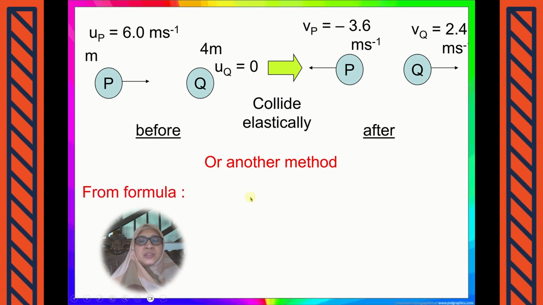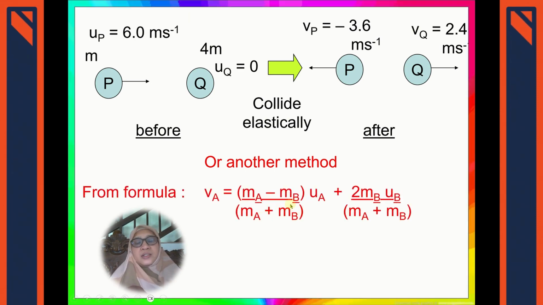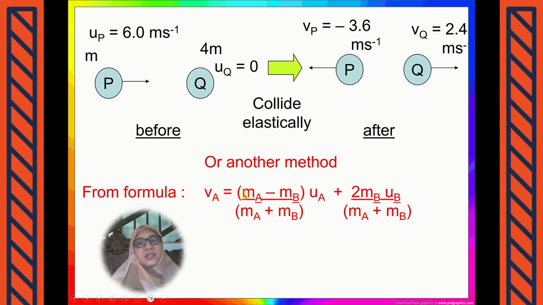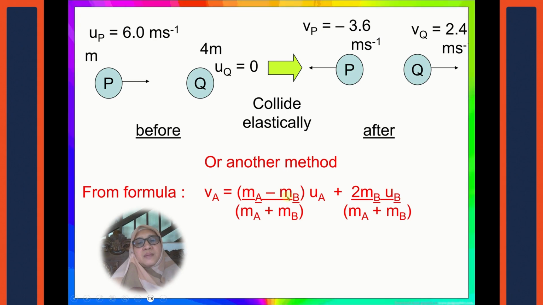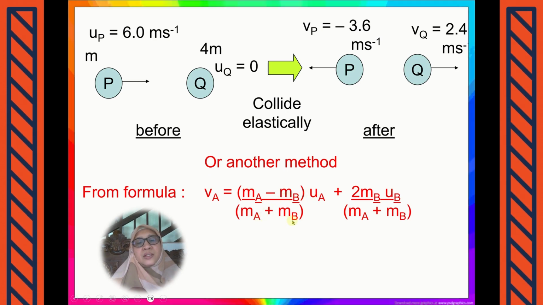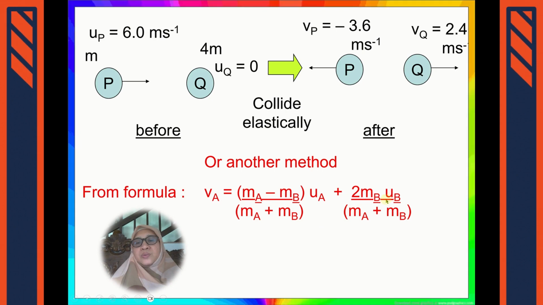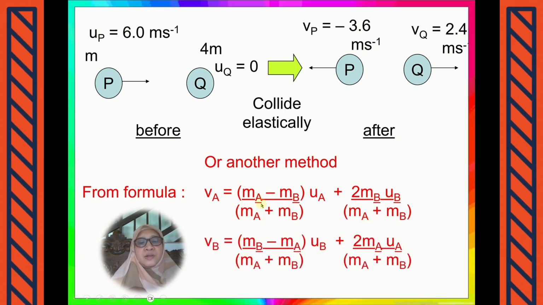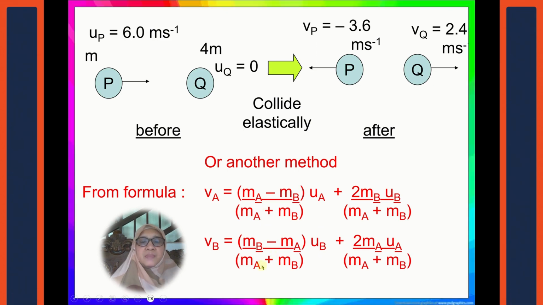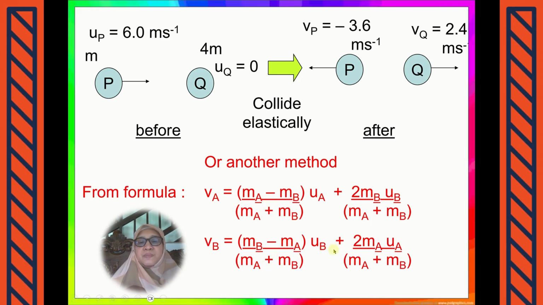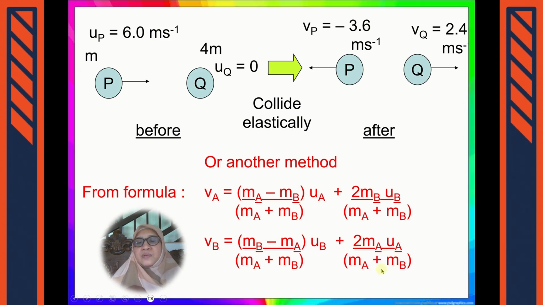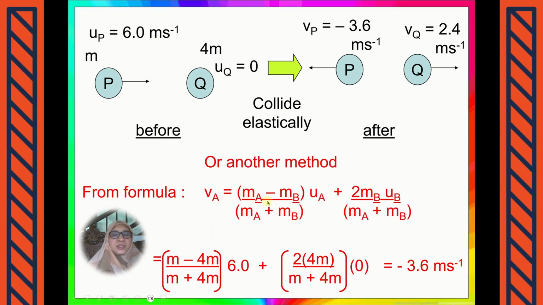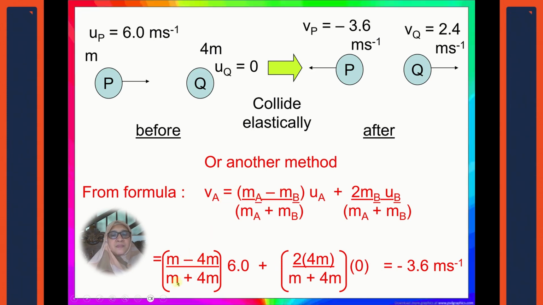You can use the formula that we derived that day we discussed in the class. So the formula of VA equals to MA minus MB divided by the total of the mass MA plus MB, times UA, plus 2MB UB divided by MA plus MB. This one is for VA. So for VB will be MB minus MA divided by total of masses times UB plus 2MAUA divided by total of their masses.